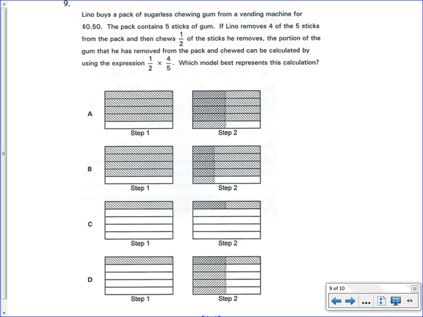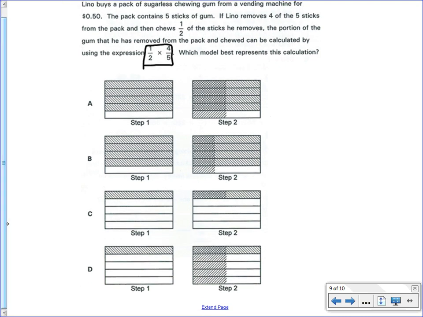Our next problem is Lino buys a pack of sugarless chewing gum from a vending machine for 50 cents. The pack contains 5 sticks of gum. If he removes 4 of the 5 sticks from the pack and then chews a half of the sticks he removed, the portion of the gum that he has removed from the pack and chewed can be calculated by using the expression. So basically all of this information at the top is coming to 1/2 times 4/5. And you have to decide which model is correct.